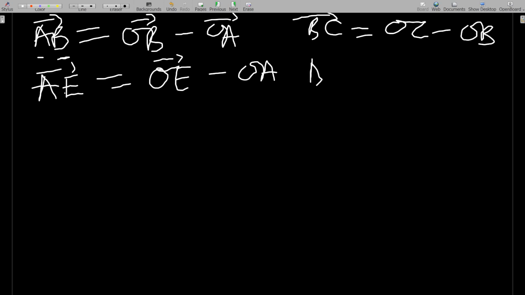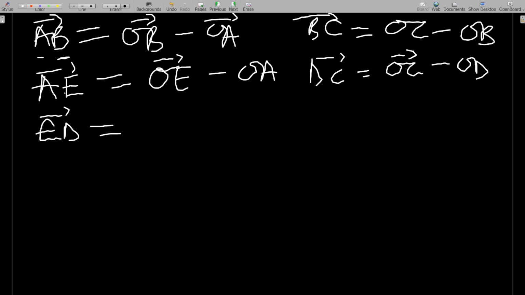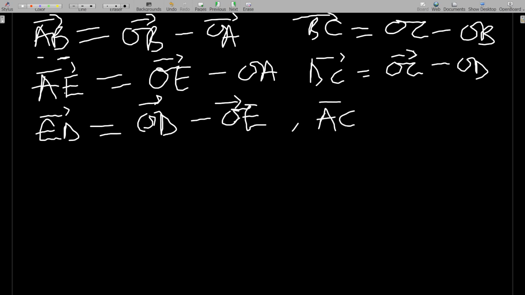Then the position vector for DC is equal to OC minus OD. Then the position vector for ED is equal to OD minus OE. Just pardon my handwriting. The position vector for AC is equal to OC minus OA. So these are the position vectors.